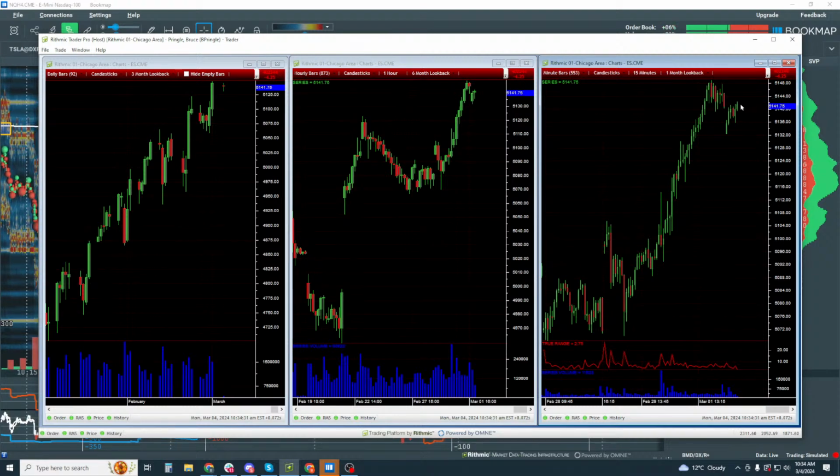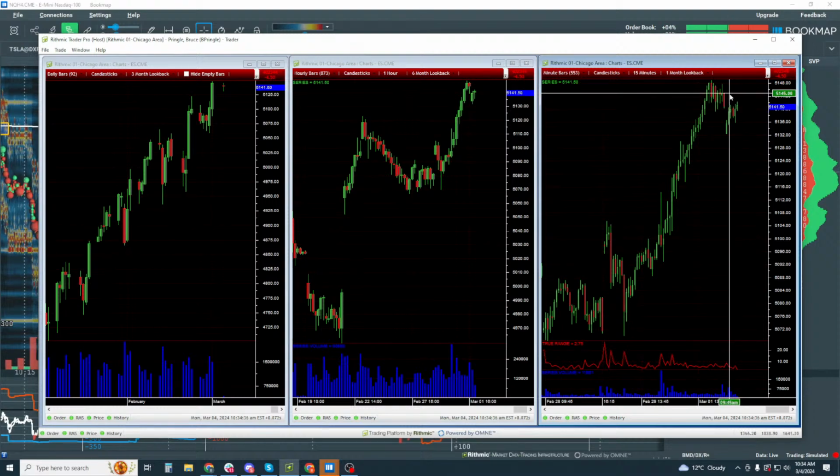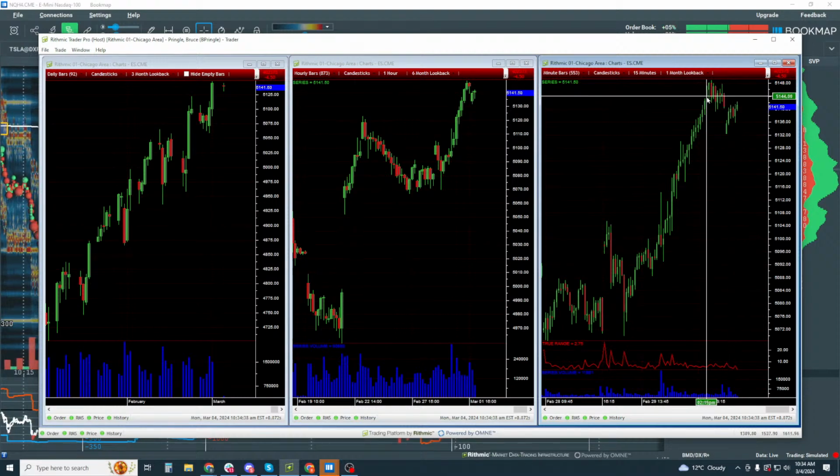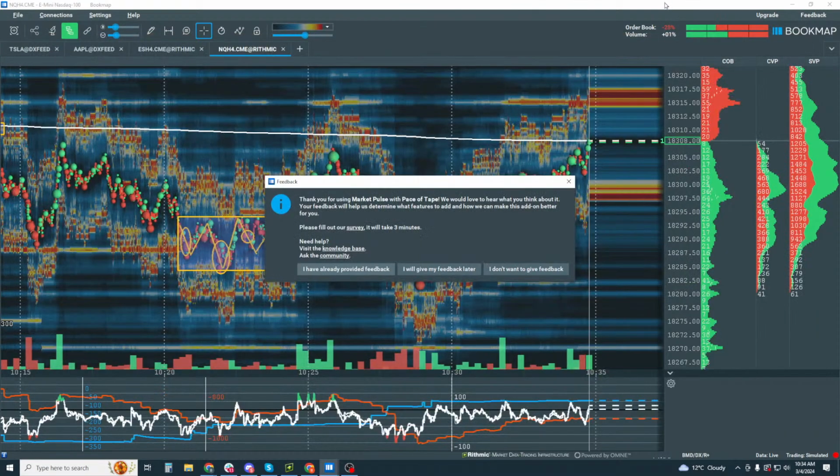Now we want to look for more buyers up here. Can we get more buyers to come up to this swing or a high volume node in here, somewhere around 51.45 to 51.50?